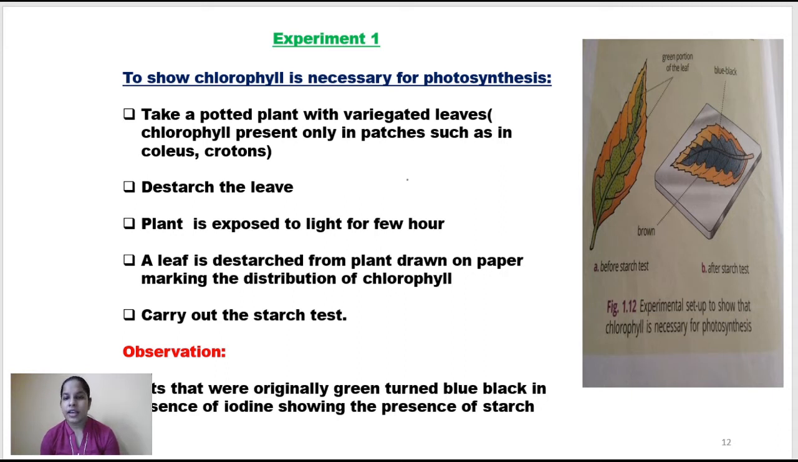That means if I have a leaf, it is spread in unequal form, meaning this circle region shows no chlorophyll and the rest of the leaf shows the presence of chlorophyll.